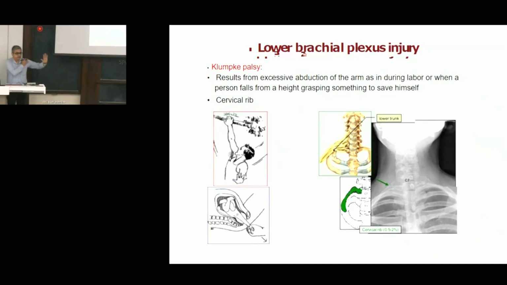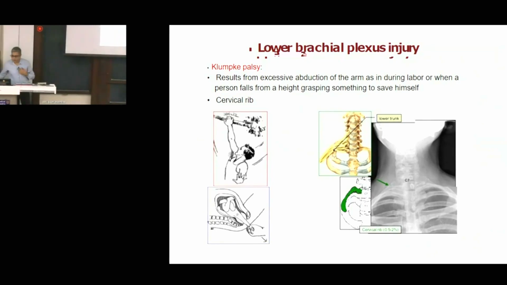The upper part is C5, C6. You can check C5, C6 in this portion. For C8, T1, you look for the intrinsic muscles of the hand. I told you the action of the intrinsic muscles; in Klumpke paralysis the opposite will happen. So in Klumpke paralysis you will find this type of presentation. These are the conditions.